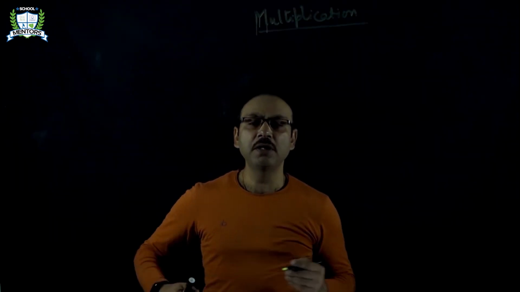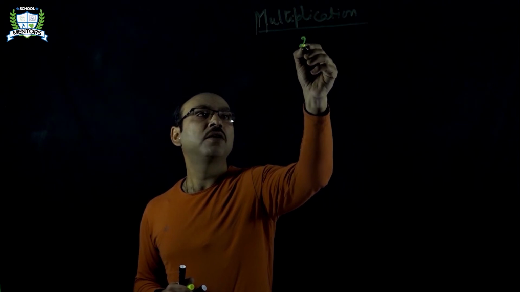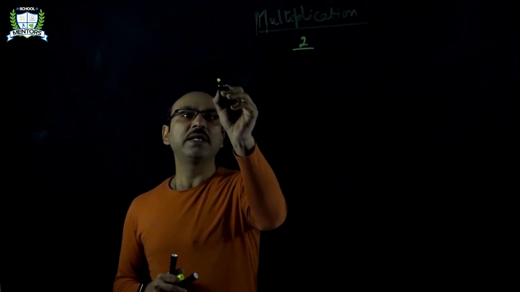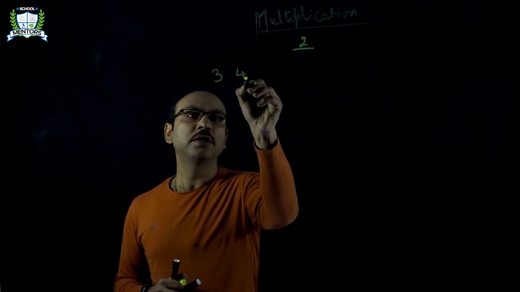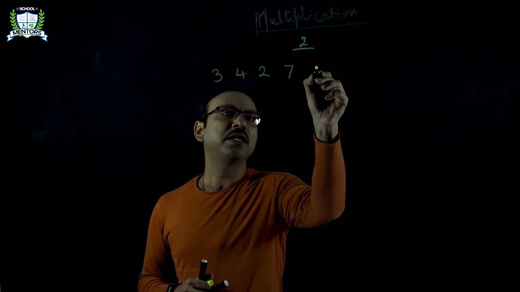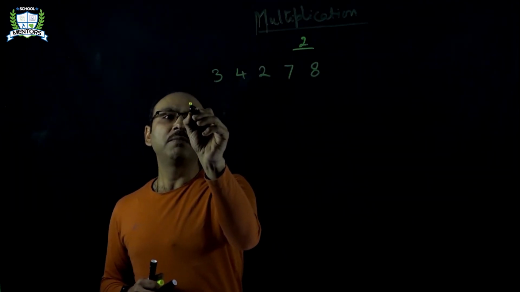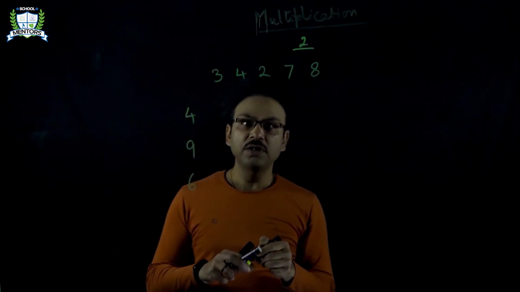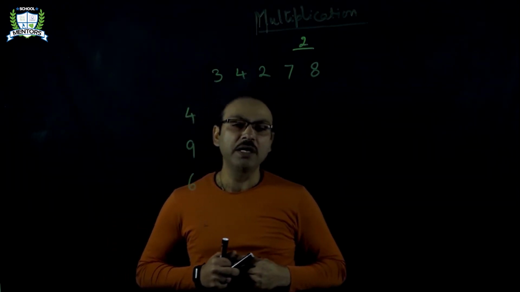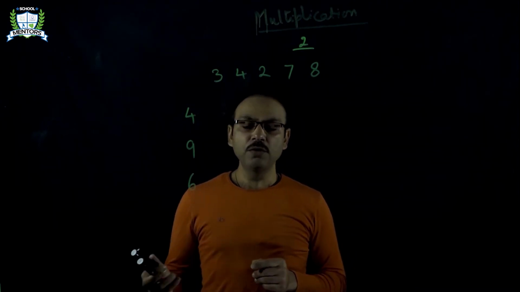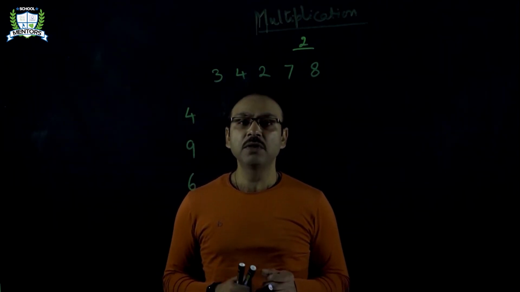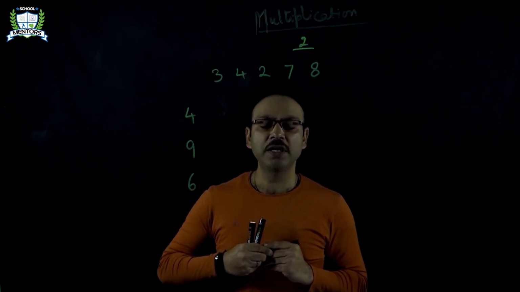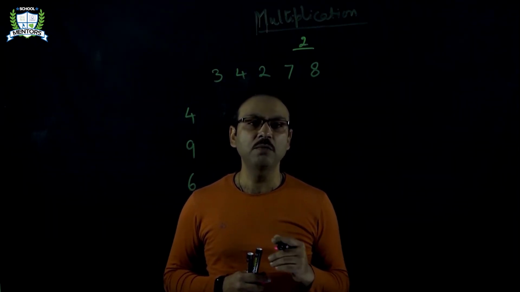So talking about the second method of calculating, other than the traditional method, we are going to take up a number, let's say 34278 multiplied by 496. So this is a 5-digit multiplication by a 3-digit. If you do this by the traditional method, it takes a longer time. So what I'm going to show you is a small method which will save you time and the multiplication will be much faster.